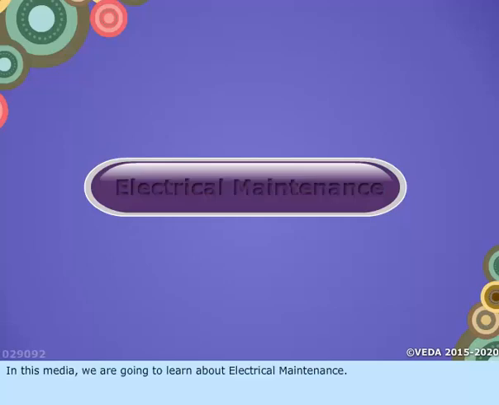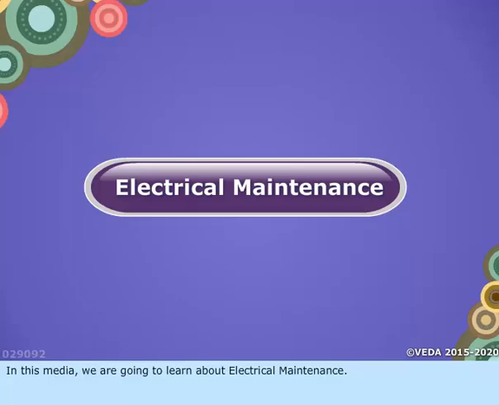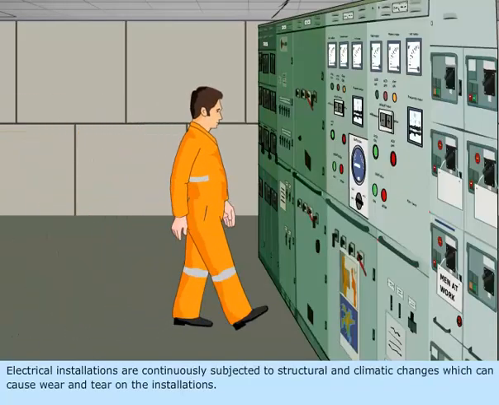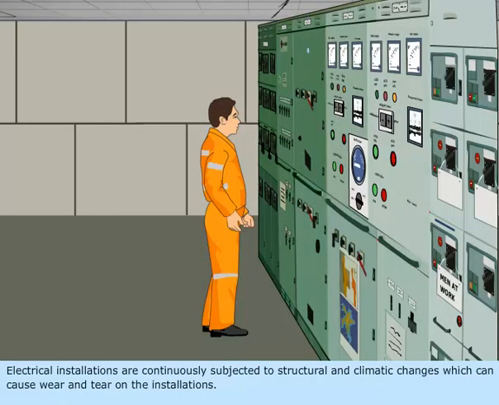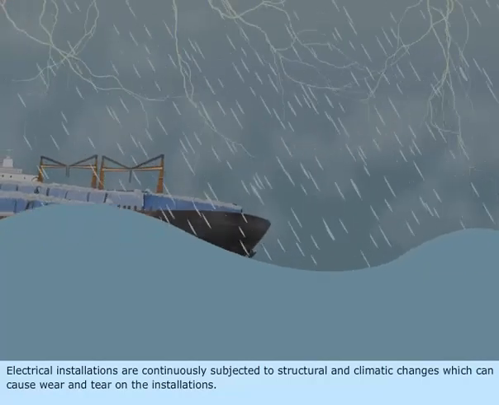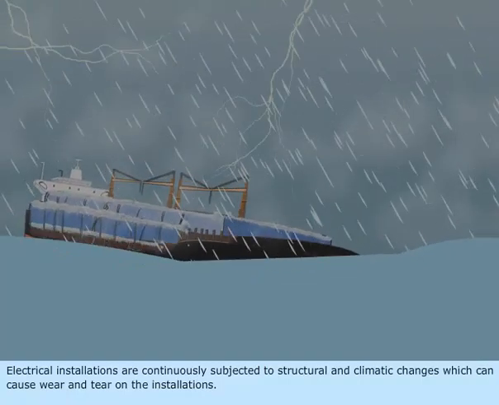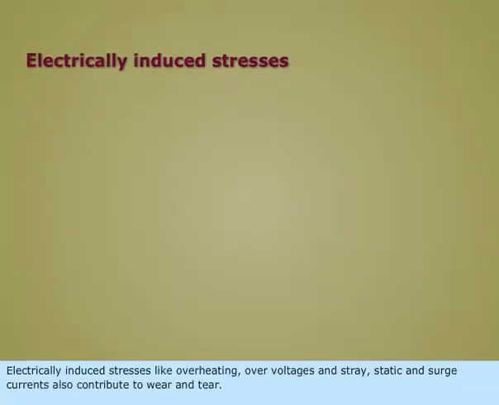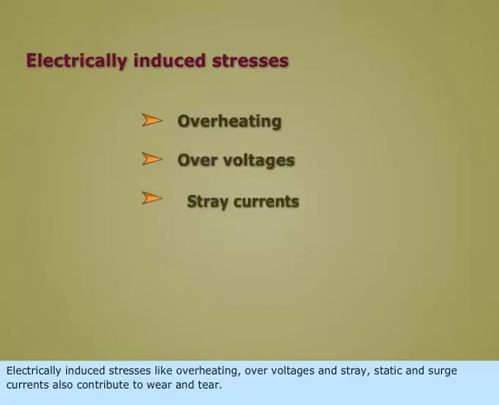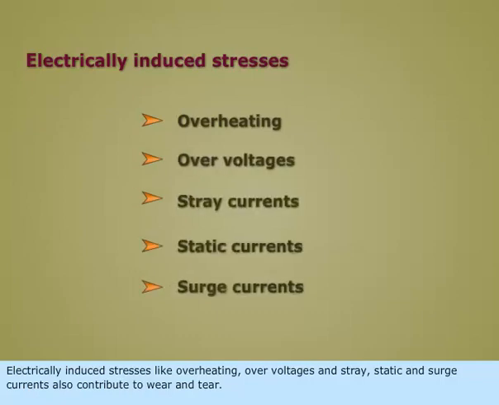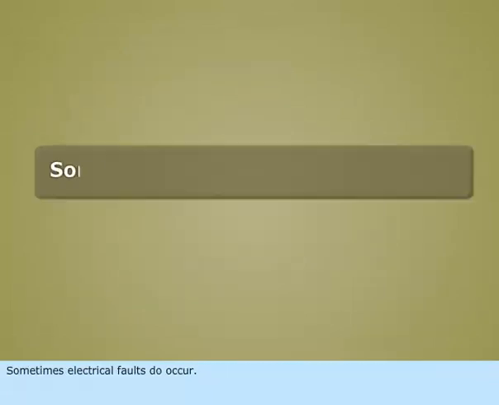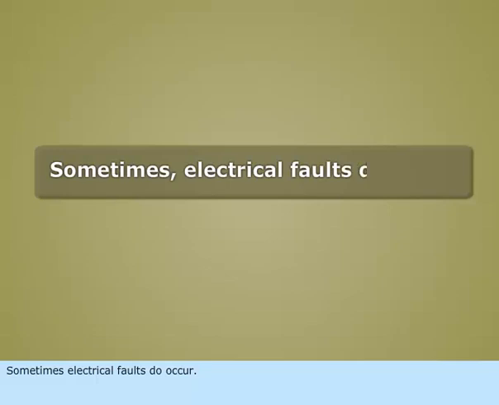In this media, we are going to learn about electrical maintenance. Electrical installations are continuously subjected to structural and climatic changes which can cause wear and tear on the installations. Electrically induced stresses like overheating, overvoltages, and stray, static and surge currents also contribute to the wear and tear. Sometimes, electrical faults do occur.